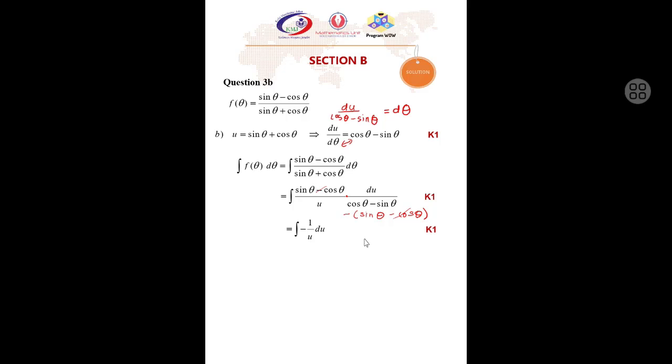Integrate 1 over u, you will get ln u. So negative just carries forward: negative ln u plus c. And then substitute back your u. u is sine theta plus cos theta. You will get your answer: negative ln of sine theta plus cos theta, plus c. Don't forget c, your constant, because this is an indefinite integral. So that is the answer for question 3b.